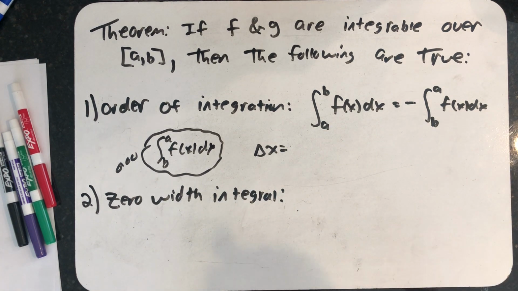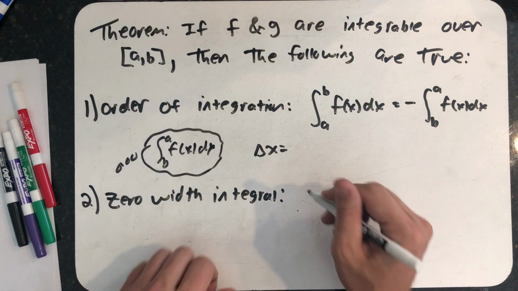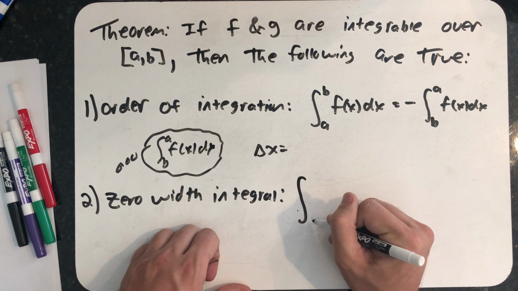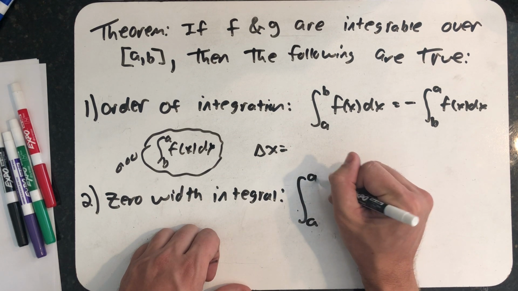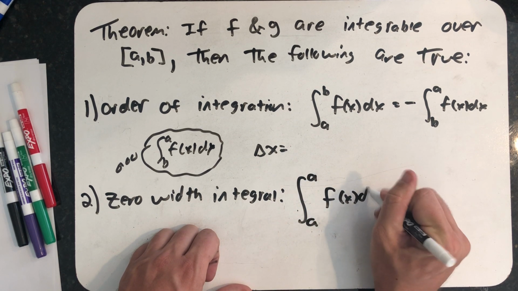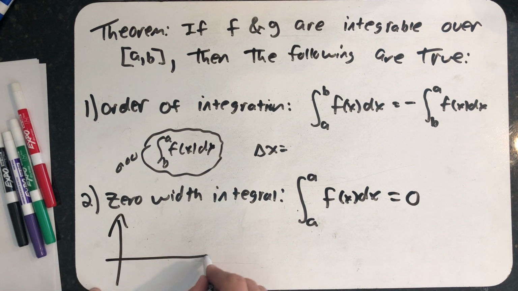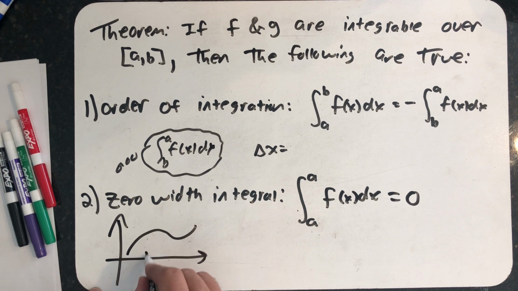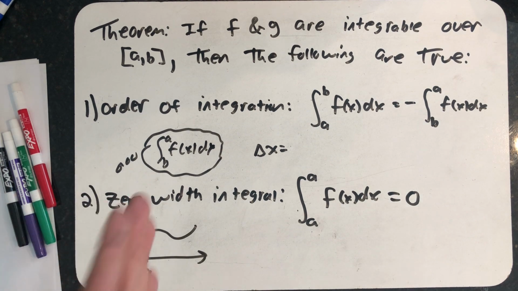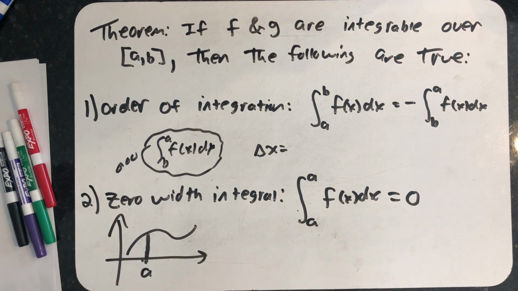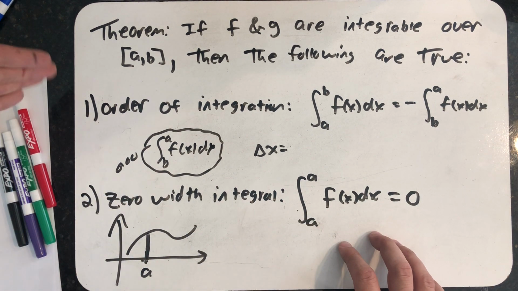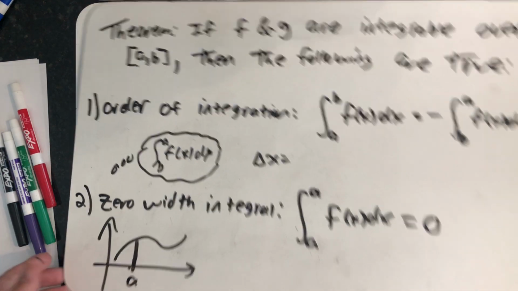So when I change directions, if I switch the order of integration, I change the sign on my definite integral. The zero width property says that if I integrate from a to a of f of x dx, I get 0. Well, I like to visualize this one as having a function and trying to integrate starting and stopping in the same spot. Well, that's just a vertical line. I wouldn't even get a rectangle that has area 0. So, order of integration and the zero width property.